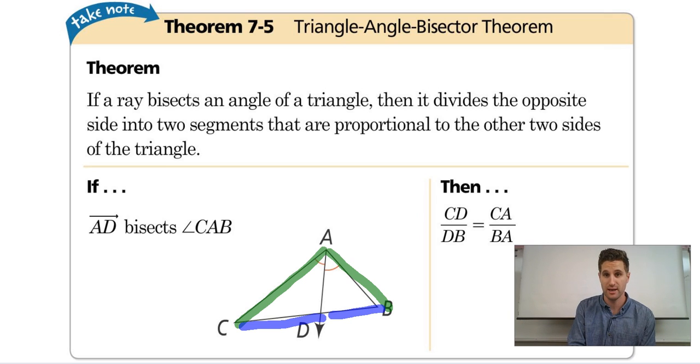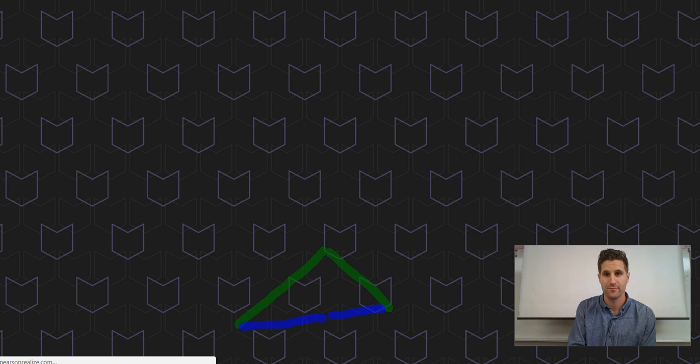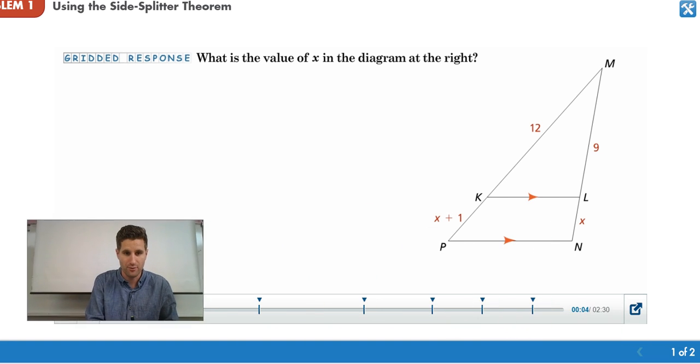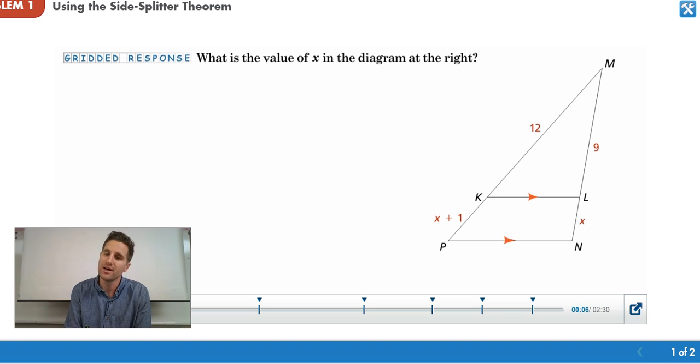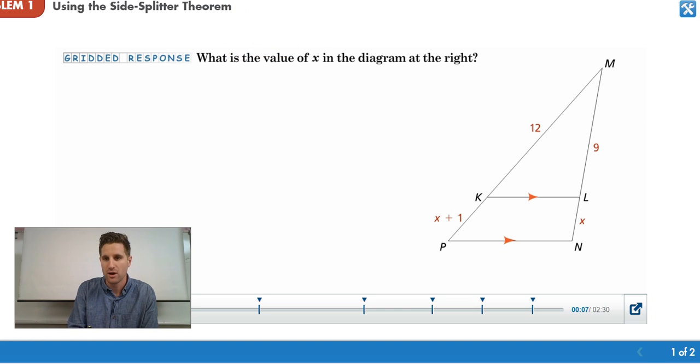So let's go ahead and jump right in to doing our first problem. Okay, so here we are. Let's move my face out of the way. And here we have using the side splitter theorem. And what we have is 2 sections. And the sections that are going to be corresponding are going to be this guy to this guy, and then the 12 to the 9.